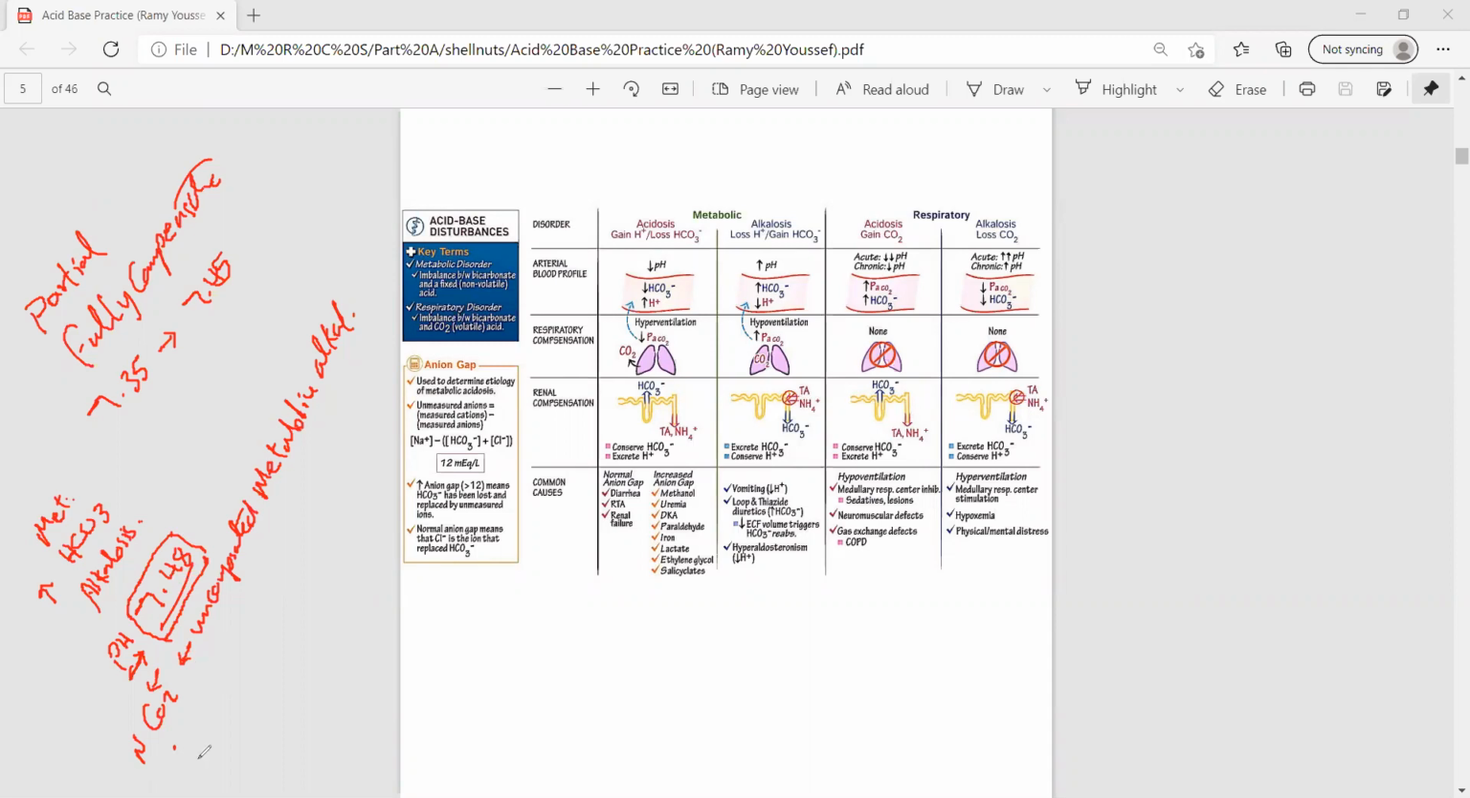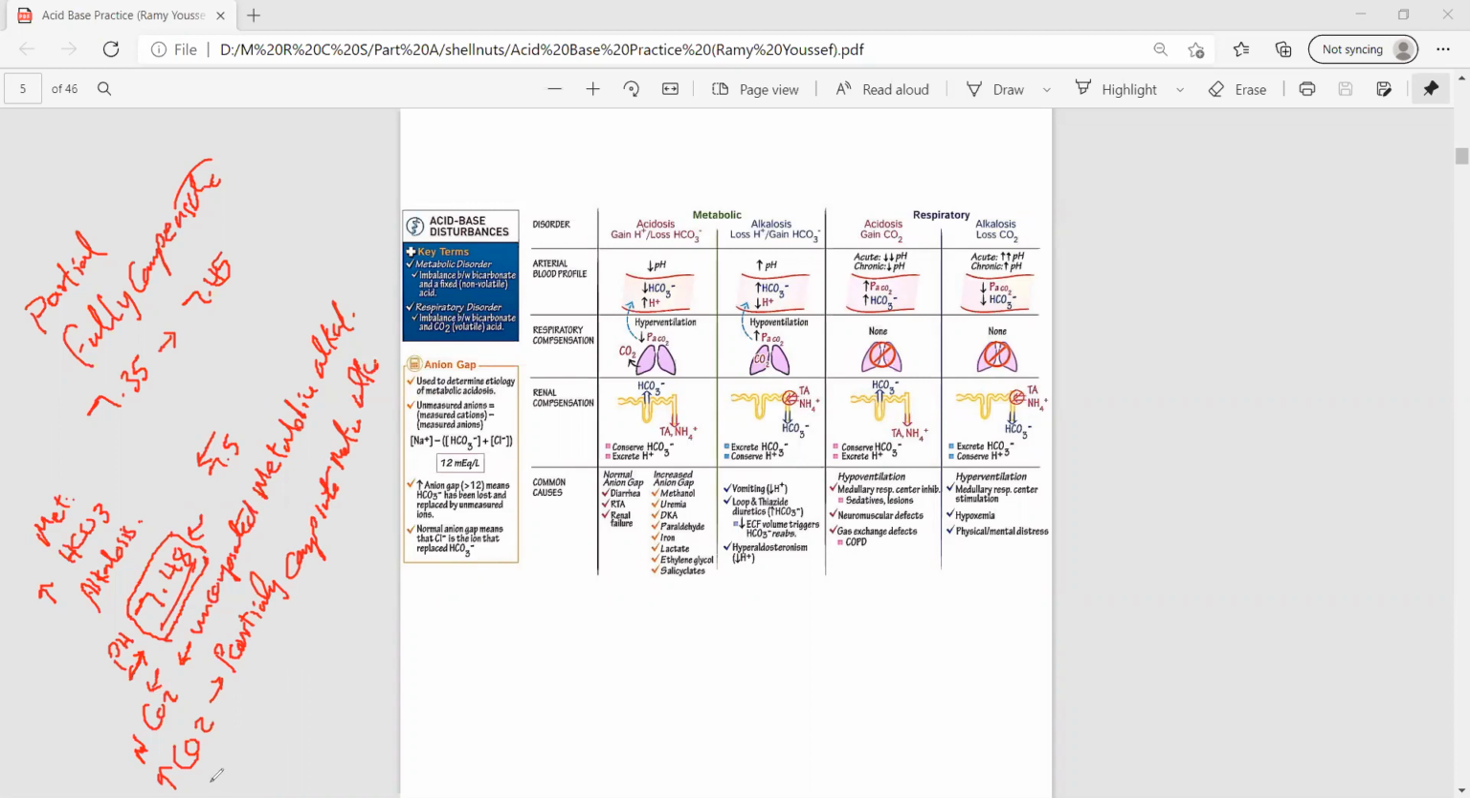If I find the CO2 is high, but still I have the pH 7.48. What do I expect? I expect that the pH was 7.5, and when the CO2 started to go to the acidic condition, it started to pull the pH towards the acidotic side, toward the normal range. So here I can say partially compensated metabolic alkalosis.